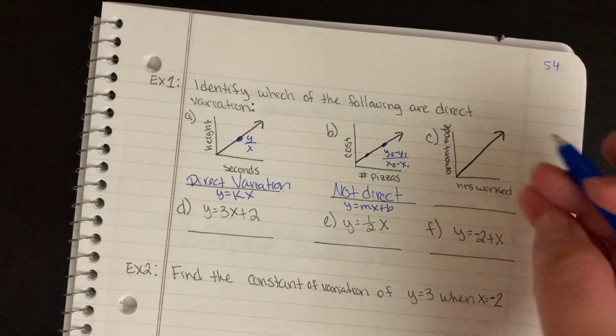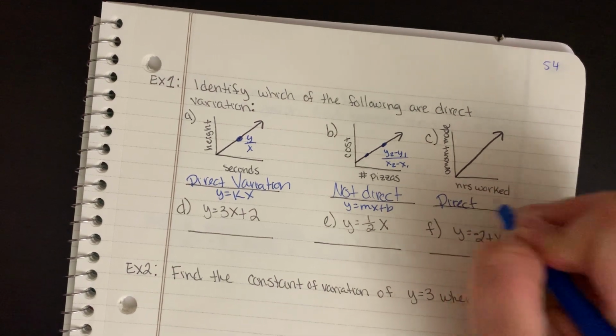5, 4, 3, 2, 1. Okay. Oh my gosh, good job. You got it right. Yay. It's direct variation.